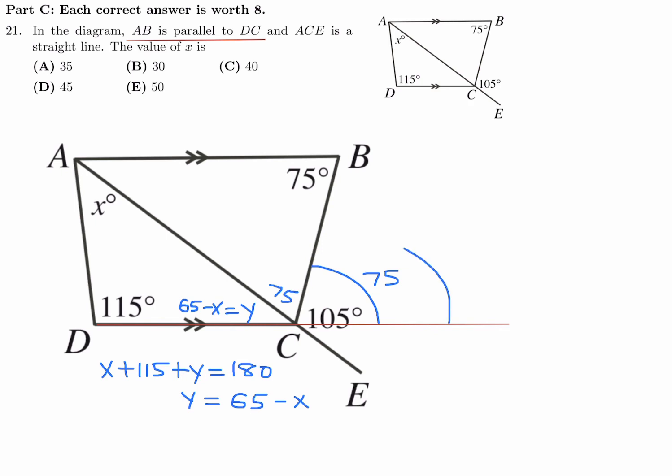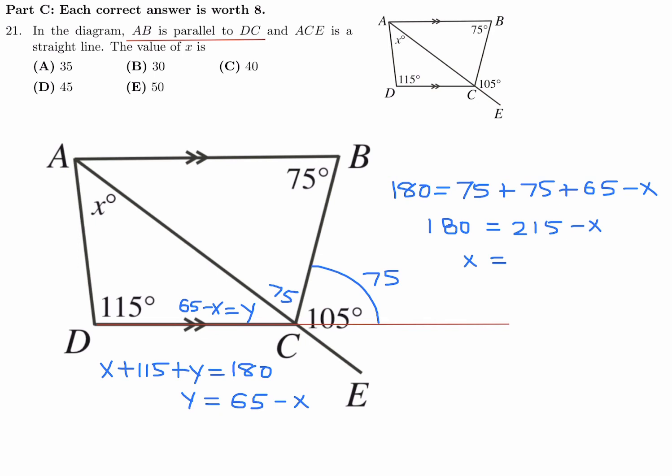So now all the angles about that line must total 180. And therefore 75 plus this 75, this one and this one, plus this 65 minus x, all equal 180. So doing the math here, we get 180 is equal to 215 minus x, and therefore x is equal to 35. So number 21, the answer is A.